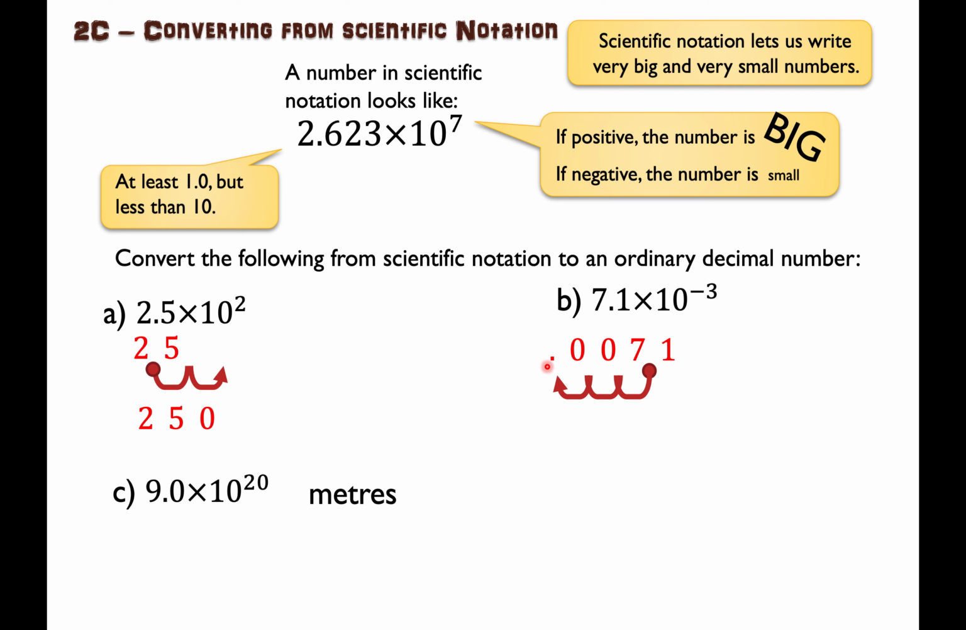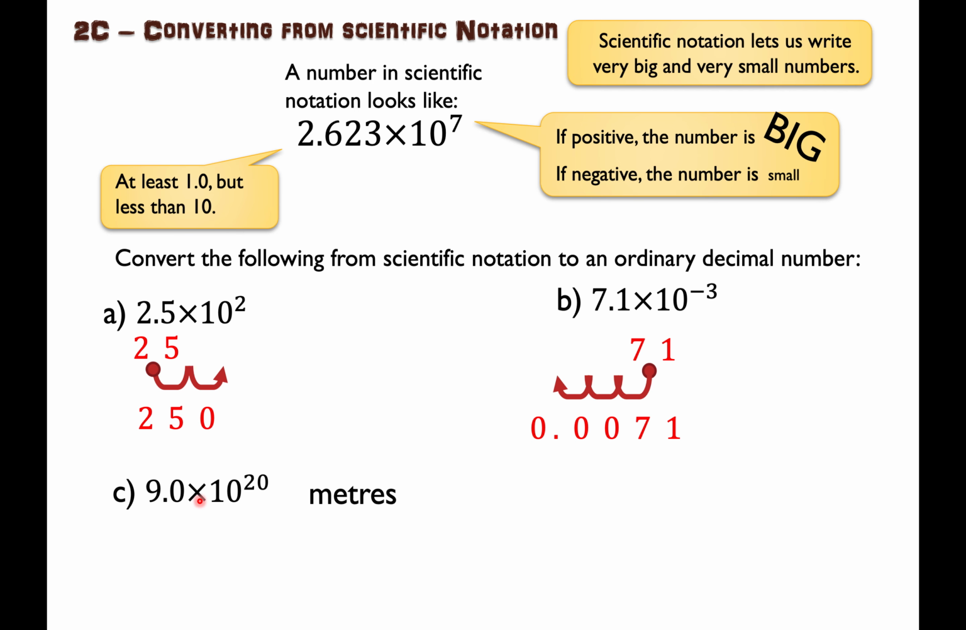Normally mathematicians don't like to leave a random dot there because someone might miss it. So normally we would put a 0 at the start. 0.0071. You see the decimal point was here and moved 1, 2, 3 places to the left. See? Negative 3. 3 places to the left.